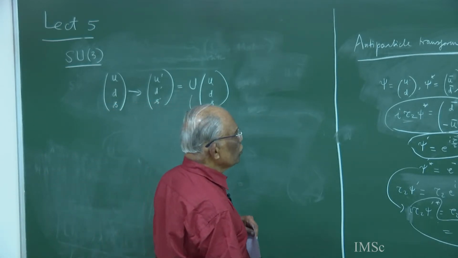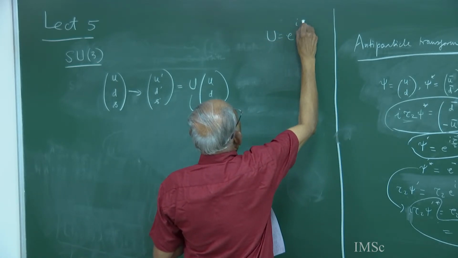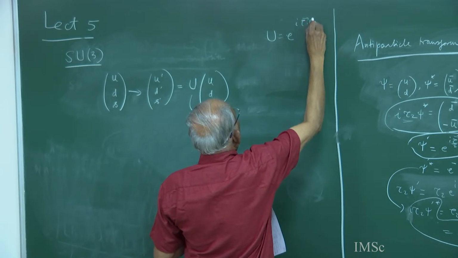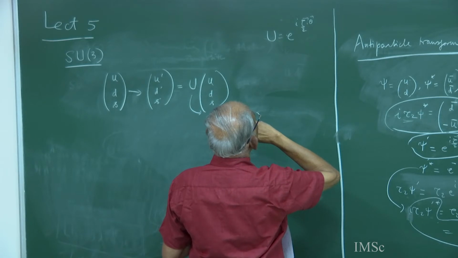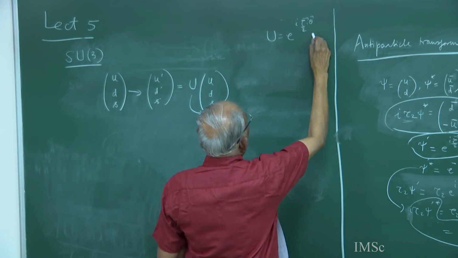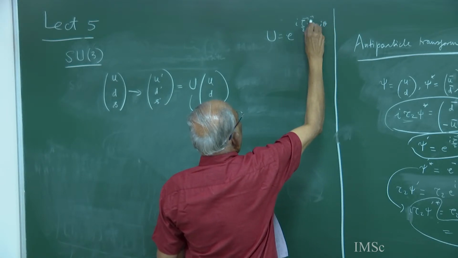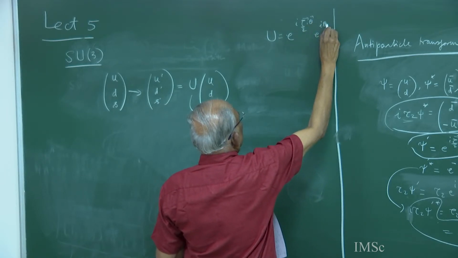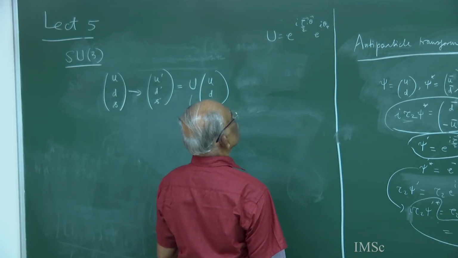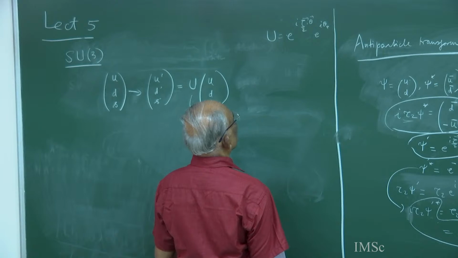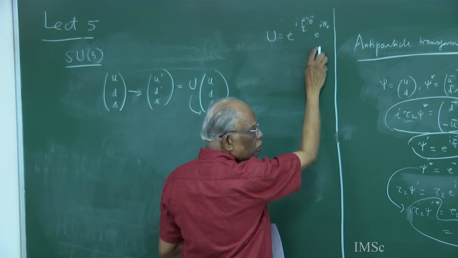I forgot to mention one thing. When I wrote down U equal to e power i tau theta by 2, I could have multiplied by another e power i theta 4. There are 3 components, theta 1, theta 2, theta 3. So just an arbitrary phase pattern. Theta 4 is an arbitrary real number. This is also unitary, you can easily check, but it is not unimodular.